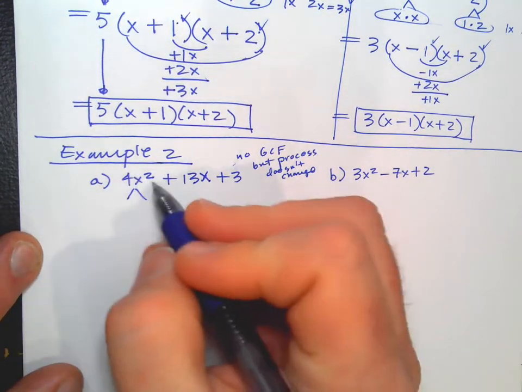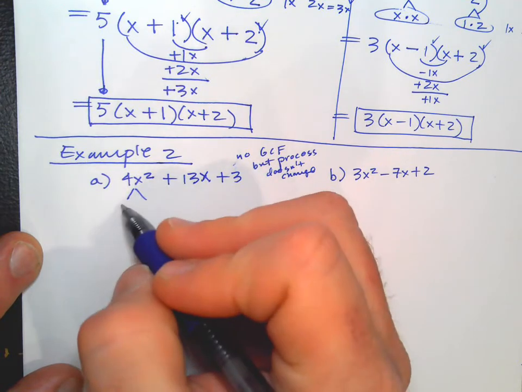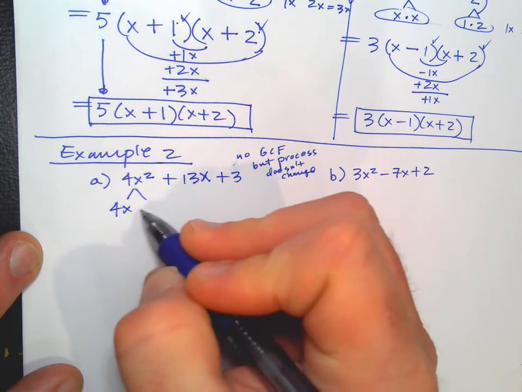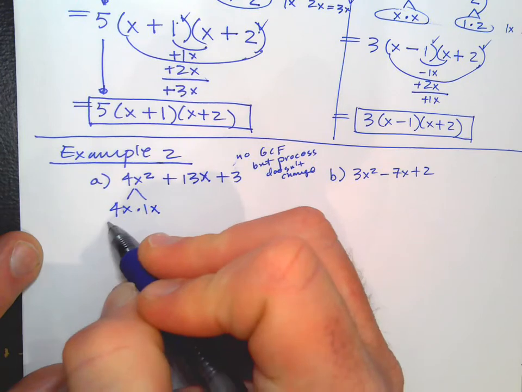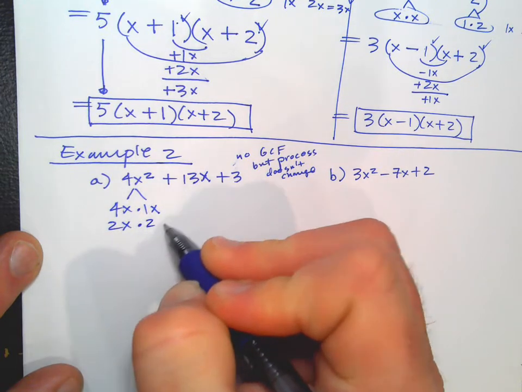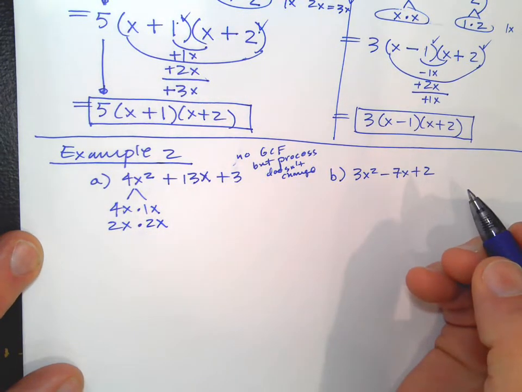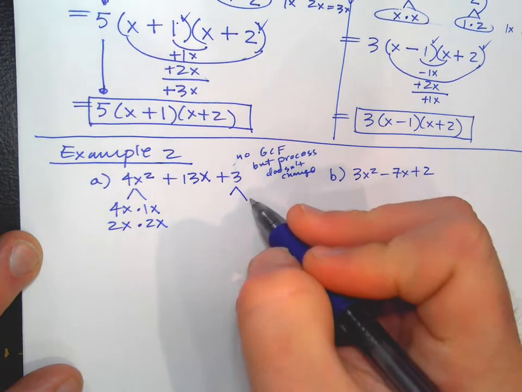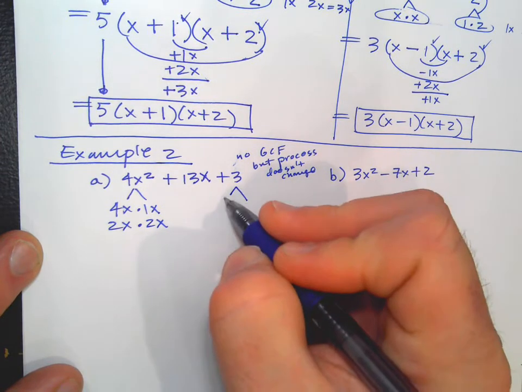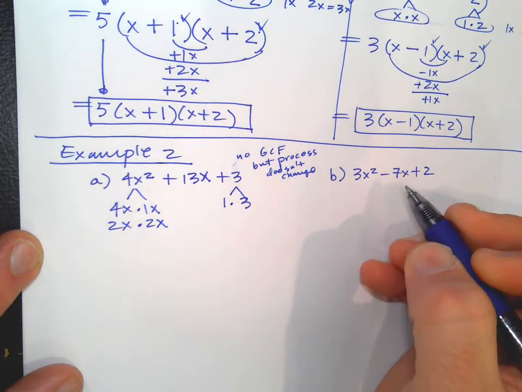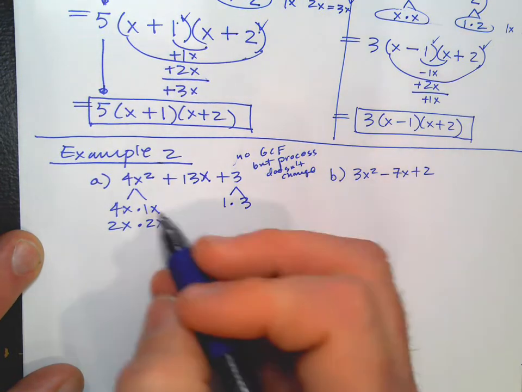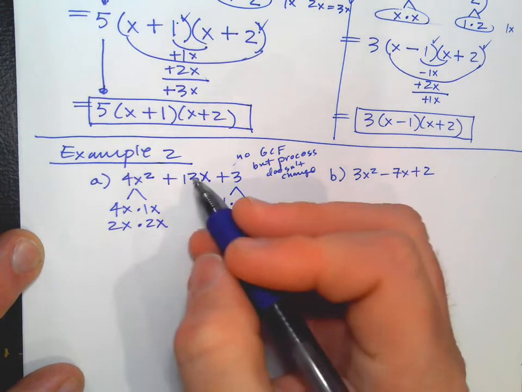Now this is where it's going to get a little different than what we've seen before. What are all the pairs to give you 4x squared? Well, it could be 4x and 1x. It could be 2x and 2x, but those are all the pairs. When we go over here, we do the same thing. What are all the pairs that give you 3? 1 times 3 is the only pair. Now we're hoping to pick a pair here and a pair here that work together to give us 13 in the middle.